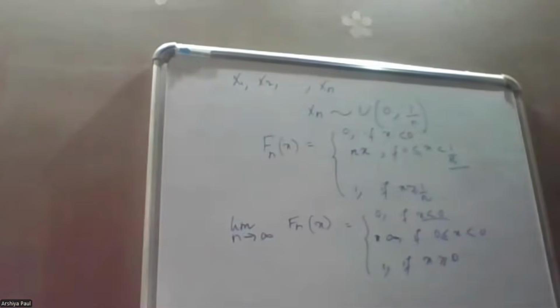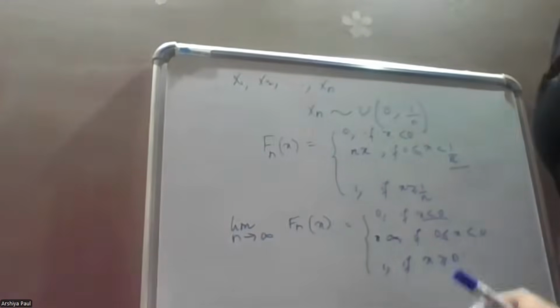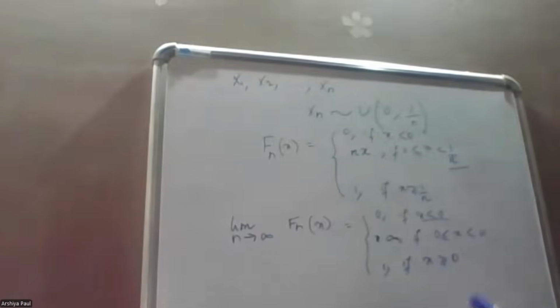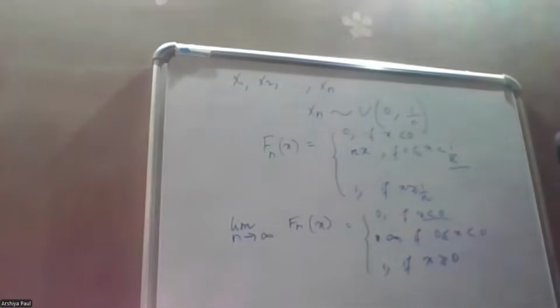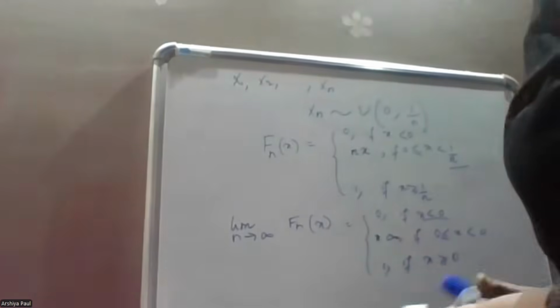Okay. And when x is greater than or equal to 0, will it be 1? Can it be 1 when x is equal to 0? No, it cannot be. So rewrite it. It is not a DF. It does not converge to a DF. Write it properly. Write the proper form of the limiting distribution. Write the range properly.